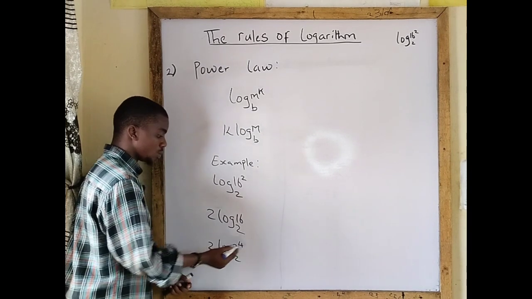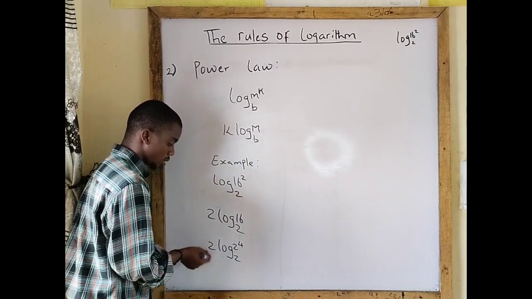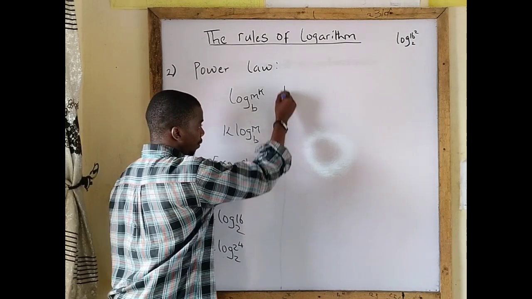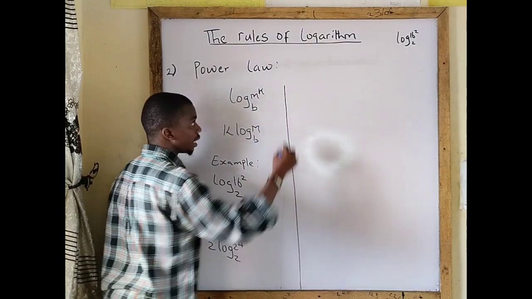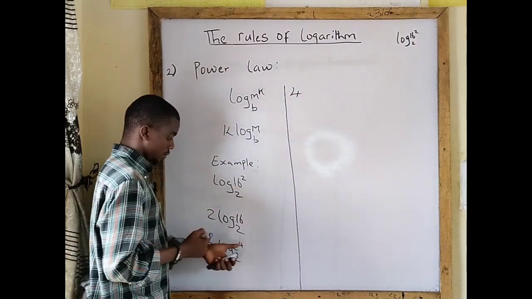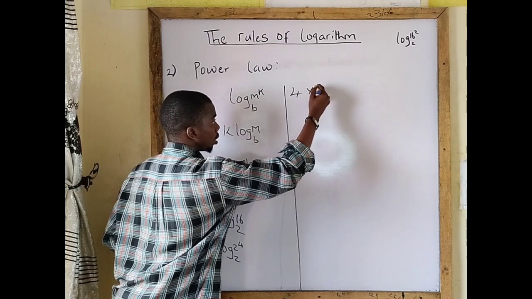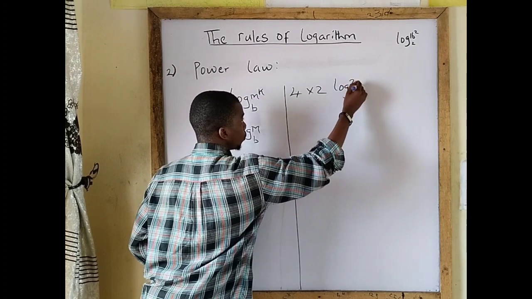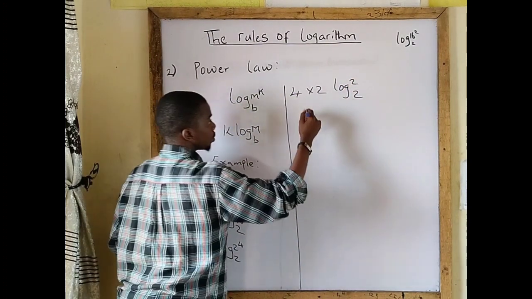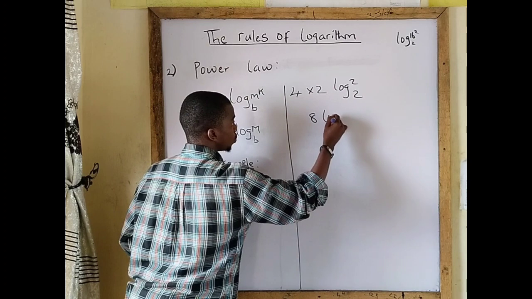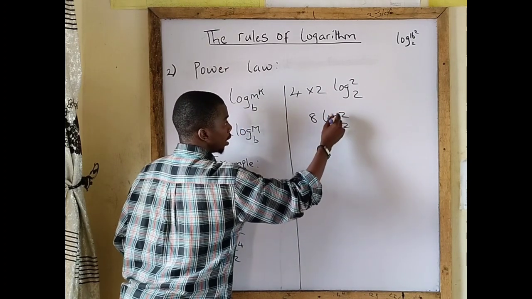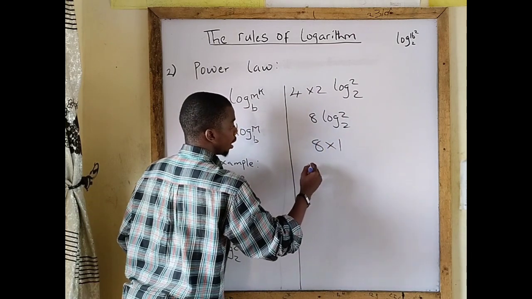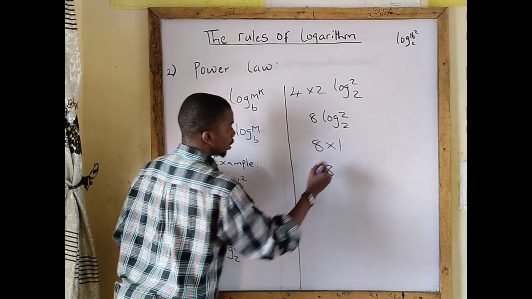We apply the rule again by taking the power to multiply the log, so that we have 4 times 2 log 2 base 2. So 4 times 2 is 8. We have log 2 base 2, and log to its own base is 1, so we have 8 times 1, and 8 times 1 is equal to 8.